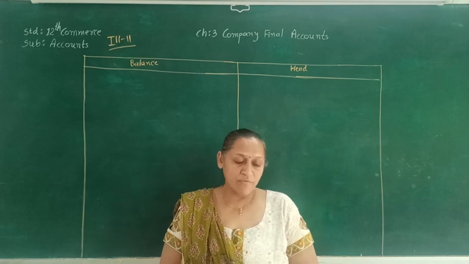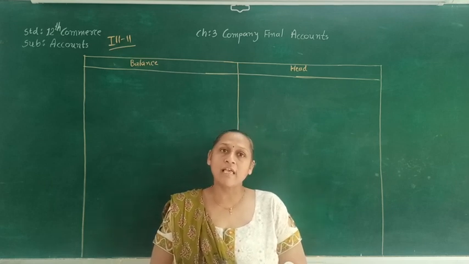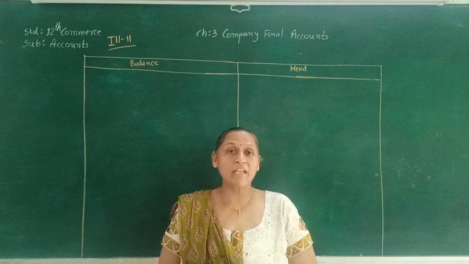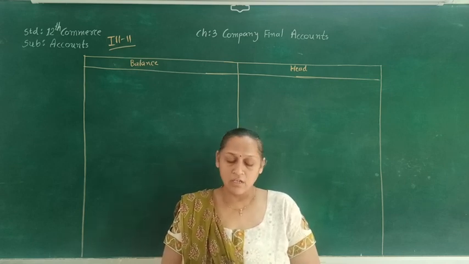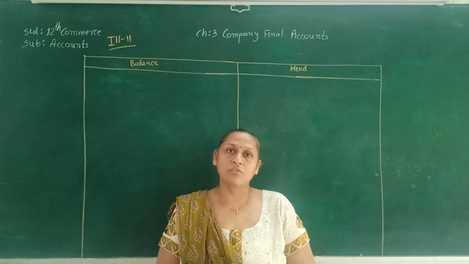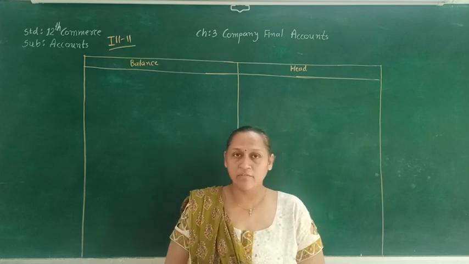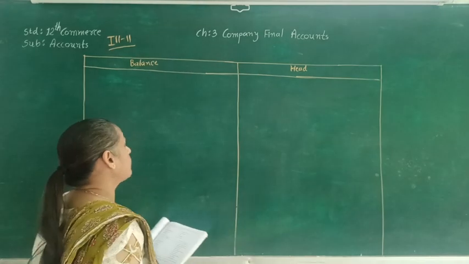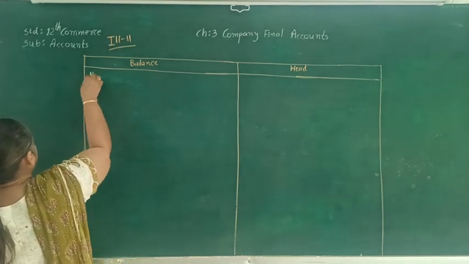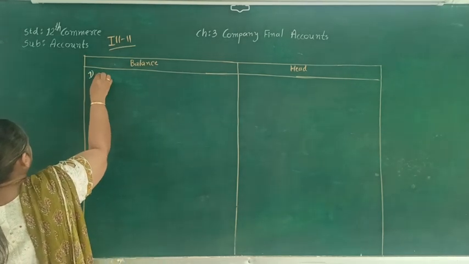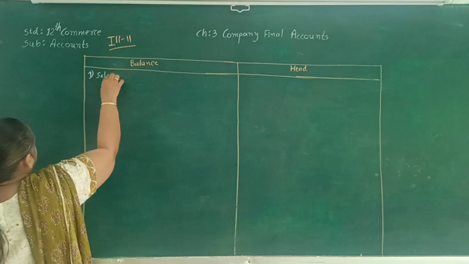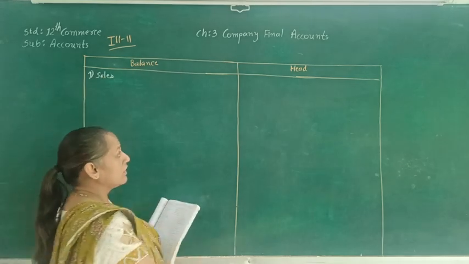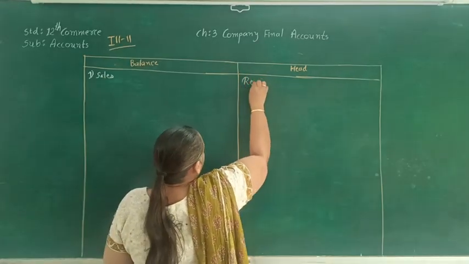So here the very first head is sales. Sales, as we know, is the revenue, the main income, and that's why it is called revenue from operations. So it will fall under revenue from operations. The very first balance is sales, and it will fall under revenue from operations.